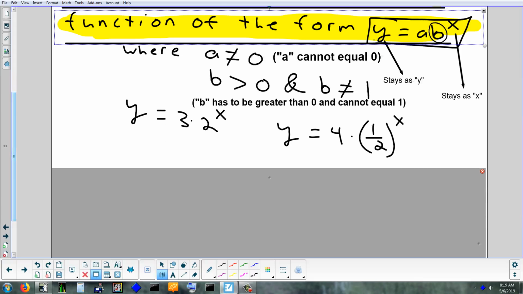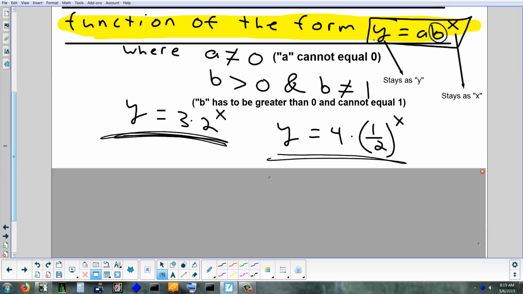So here's an example of an equation. Y equals 3 times 2 to the x. If you look at this equation, which number is A? The 3. And which is B? It's the 2. How about here? Which one is A? 4. And which one is B? Half. These graphs are going to look very, very different.